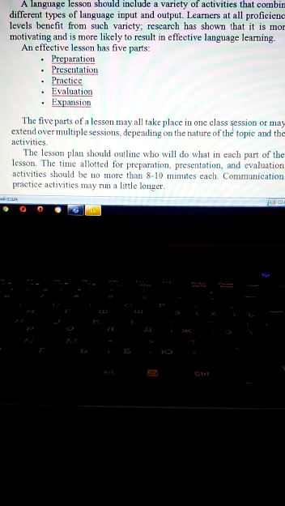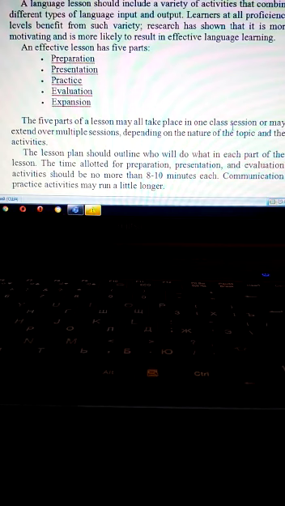A language lesson should include a variety of activities that combine different types of language input and output. Learners at all proficiency levels benefit from such variety. Research has shown that it's more motivating and is more likely to result in effective language learning. An effective lesson has 5 parts: preparation, presentation, practice, evaluation, and expansion.